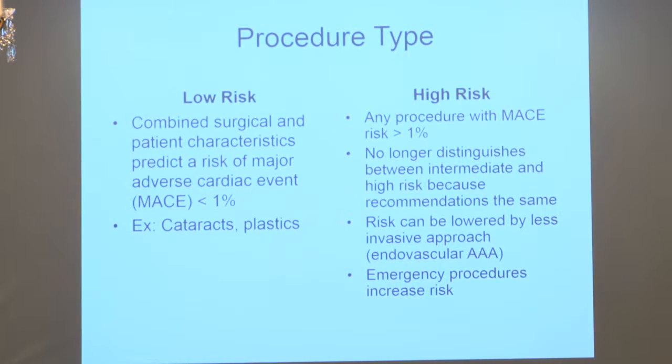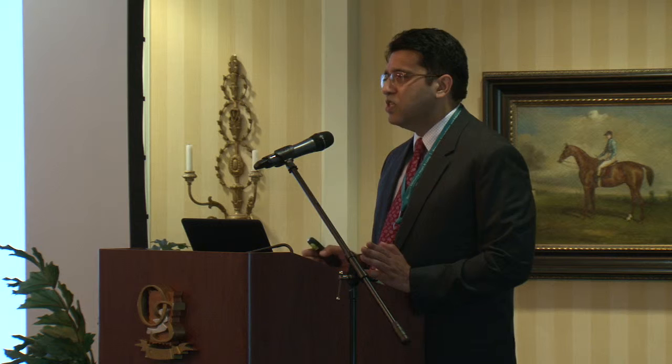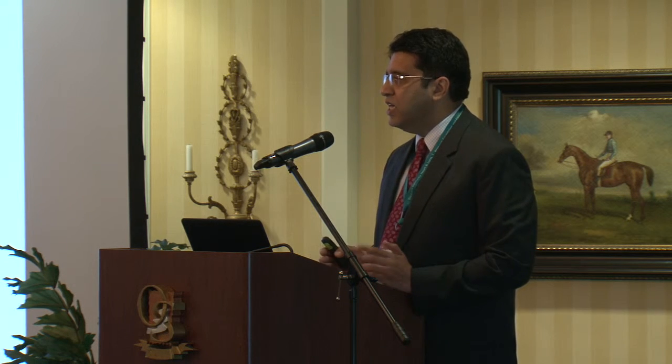Next, the type of surgery the patient is undergoing also makes a difference. You put the patient and the surgical risk together, and you find out if the risk of MACE is less than 1%. And if that is true, then they are low-risk patients. Examples would be somebody going for a cataract surgery or plastic surgery. With the new revised guidelines that came out in December 2014, they have taken away the intermediate risk category. The reason for that is any patient who has more than 1% risk, whether they were intermediate or high risk, they are managed the same way. So they got rid of the redundancy and made it simpler as low risk and high risk surgery.